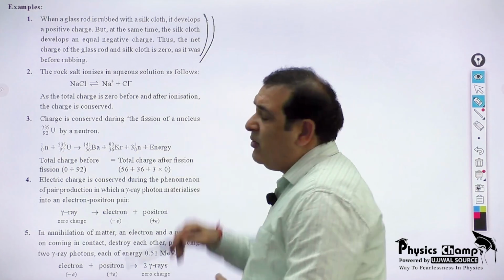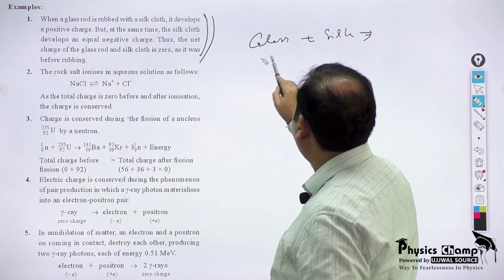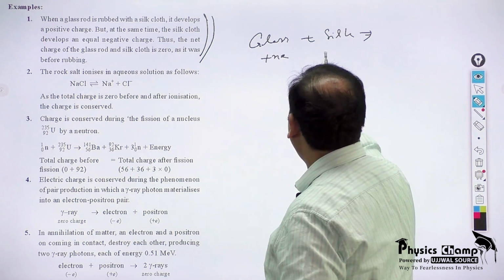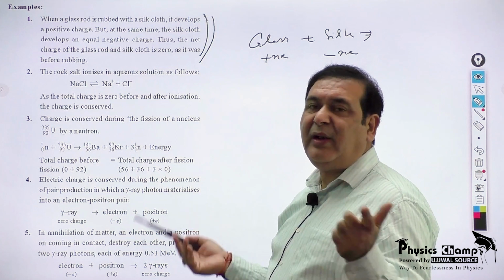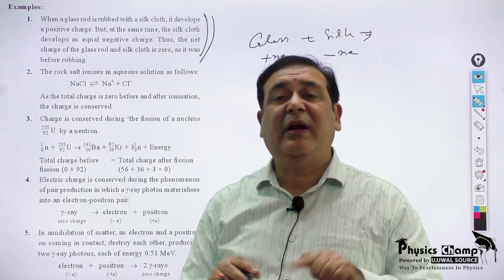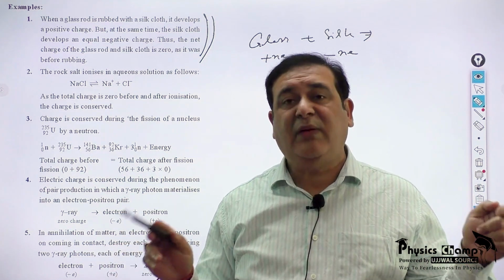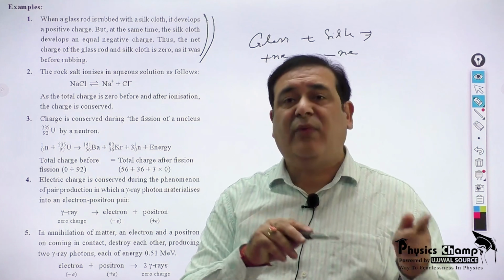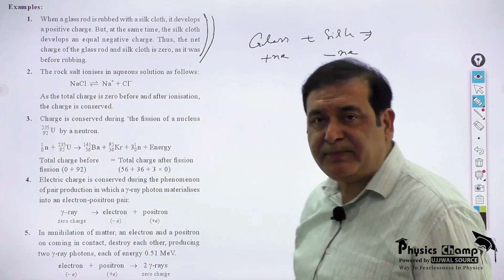We have taken the case of a glass rod rubbed with silk. If the glass rod becomes positively charged, the silk will become equally negatively charged. So if earlier the net charge of the glass rod and silk was 0, after rubbing also the net charge of the glass rod and silk combination will be 0, although there will be transfer of some electrons from the glass rod to silk.